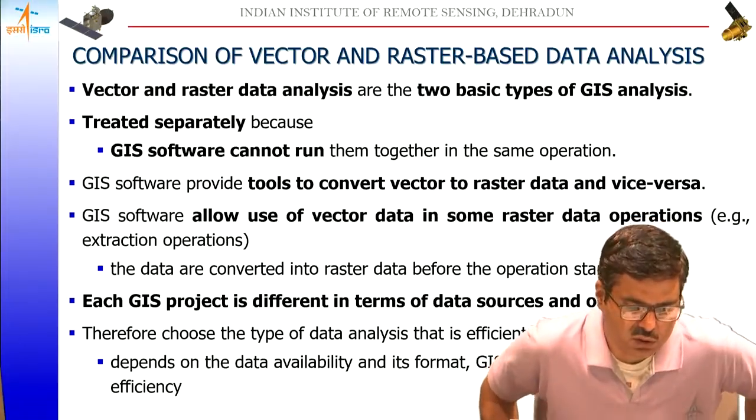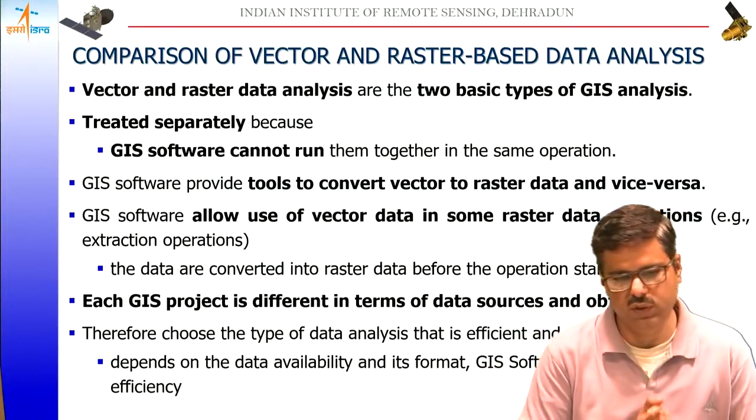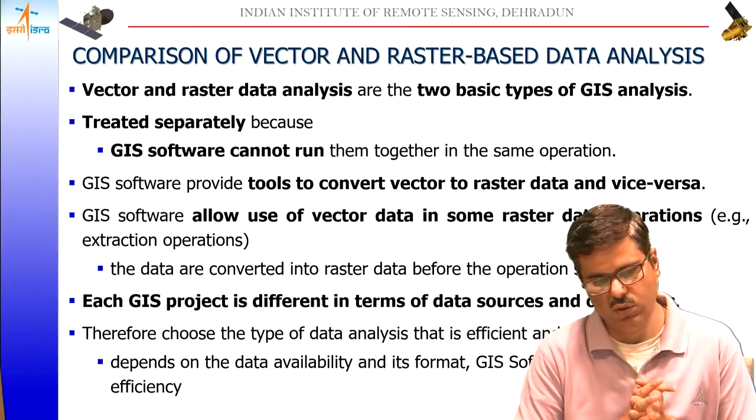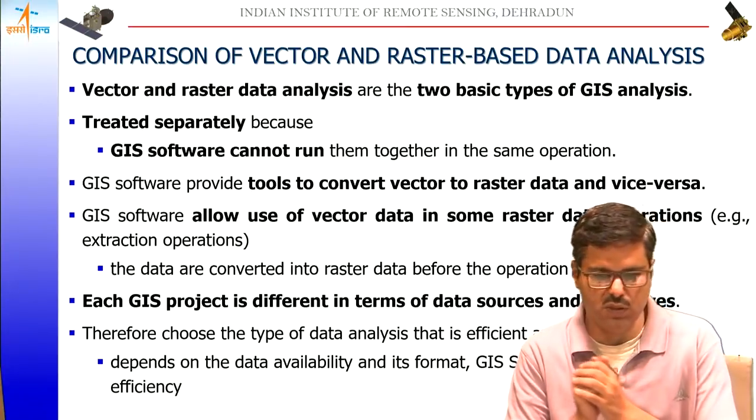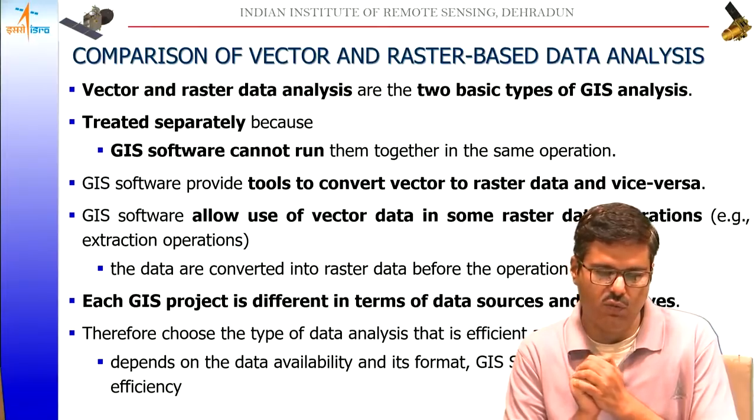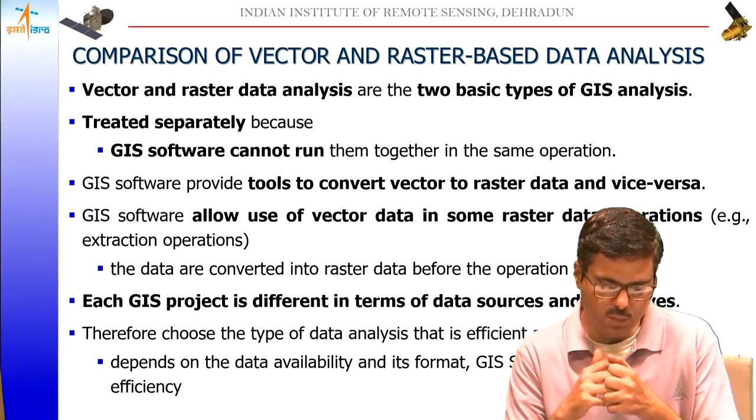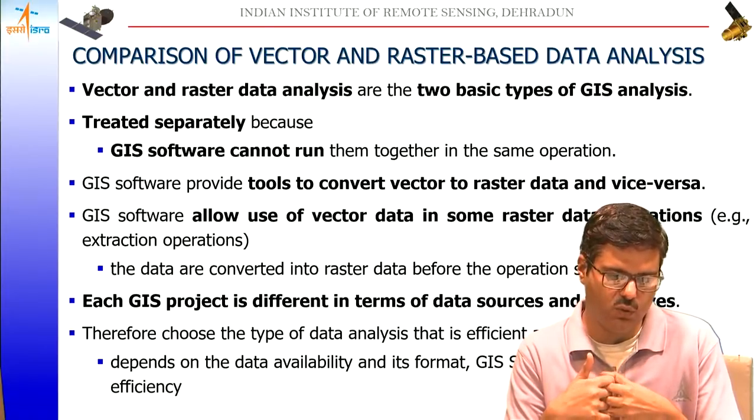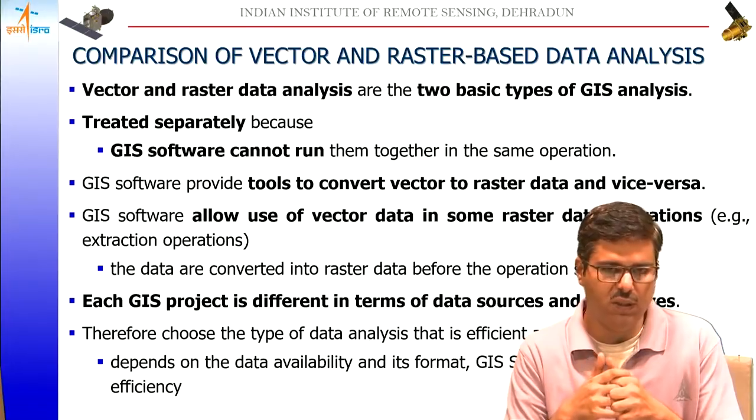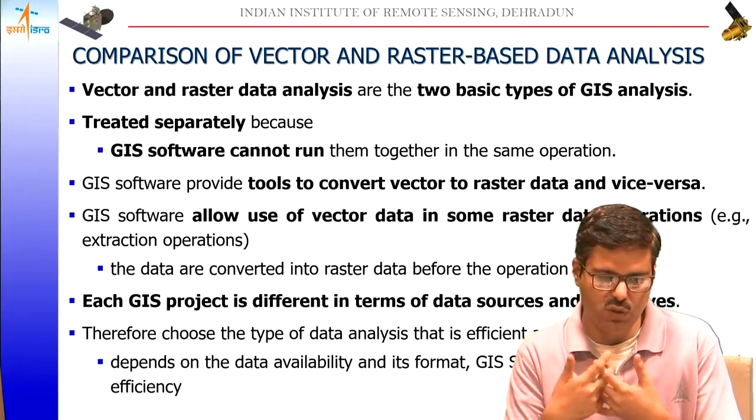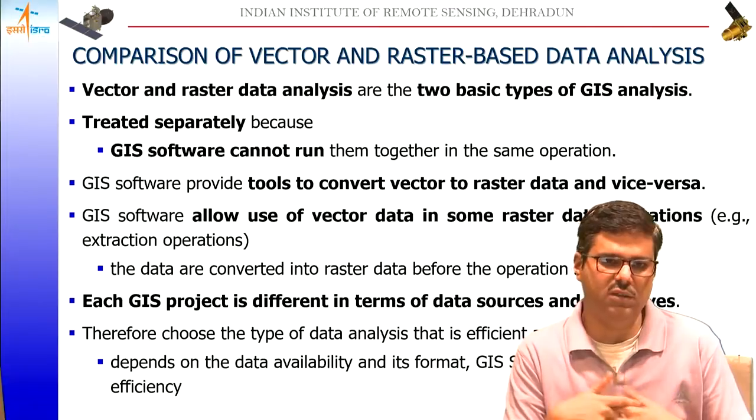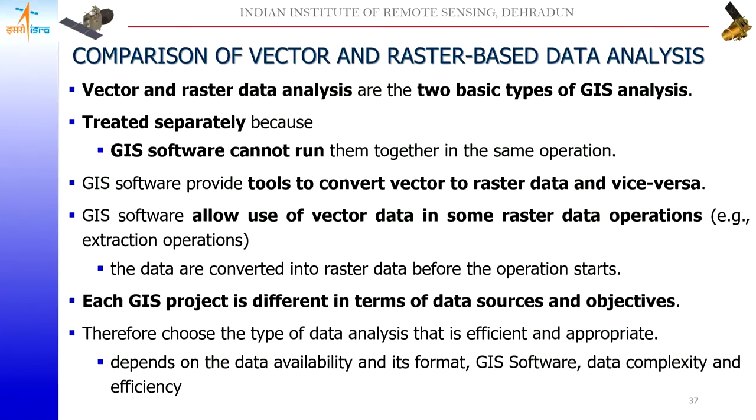Now let's come to a very important thing. We are given two different choices vis-a-vis the data model. We have considered the vector based operations and the raster based operations. Now how to decide which one to choose and what to use in different scenarios? So let's get into a little bit more detail on those aspects. They are treated separately primarily because GIS software is restricted to running in either mode, so you can run either in the vector or in the raster. However, GIS software do provide the capability of converting raster to vector and vice versa.